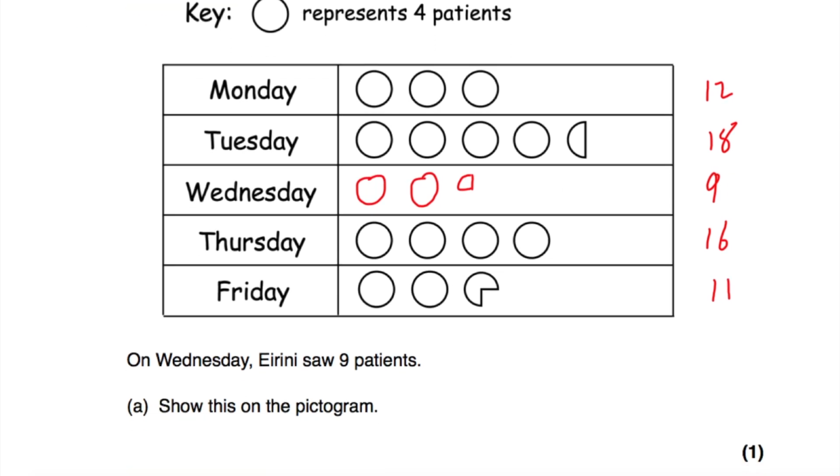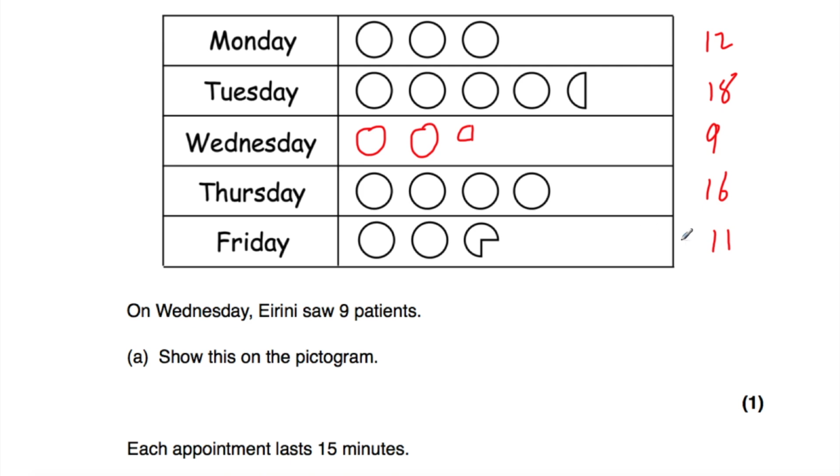And then Friday, we've got 4, 8, and then we've got 3/4 of a circle. 3/4 of 4 is equal to 3 because obviously half of it is 2 and another one would be 3. So we've got 4, 8 and then 3 would be 11. So that's how many patients Irene saw on Friday. Let's add those together. It's a calculator paper, so we can do 12 plus 18 plus 9 plus 16 plus 11. That's equal to 66 patients. So she saw 66 patients.